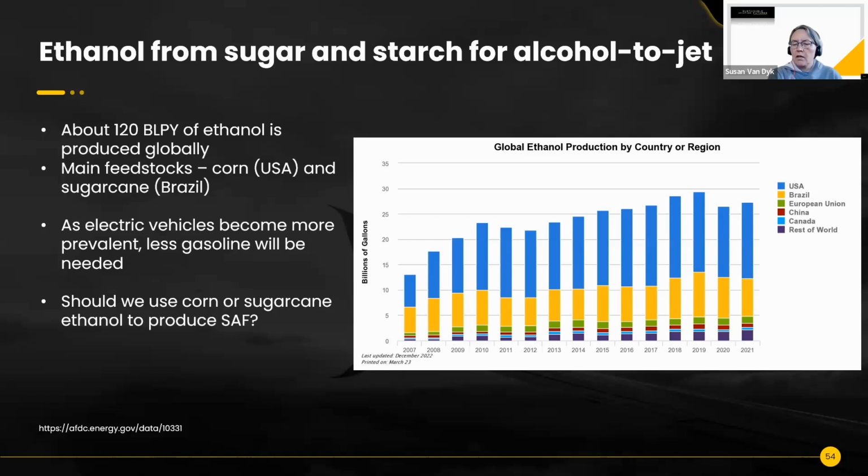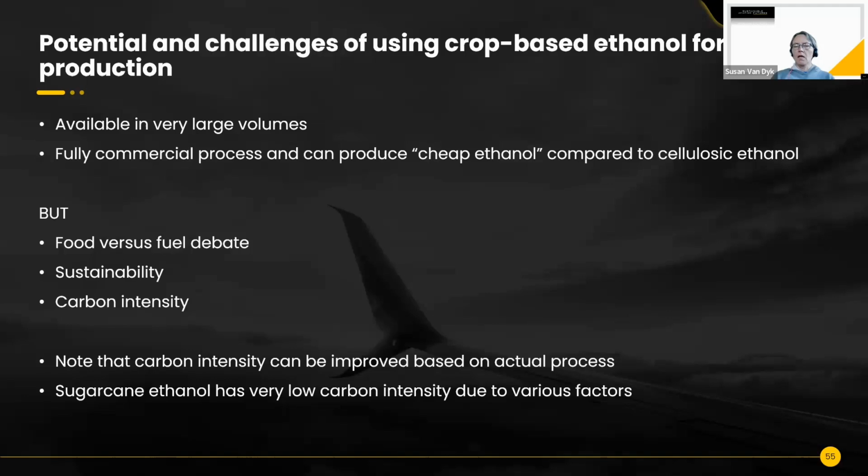So corn ethanol from the US is the biggest contributor to ethanol production. And the argument is, as electric vehicles become more prevalent, we will use less gasoline, so there can be a lot of ethanol already used for fuel purposes that can be diverted to producing SAF through an alcohol-to-jet pathway. There are also established supply chains for transporting ethanol across the world. So these are very large volumes. It's fully commercial and can produce cheap ethanol compared to cellulosic ethanol. As I said, at least half, if not lower than cellulosic ethanol.